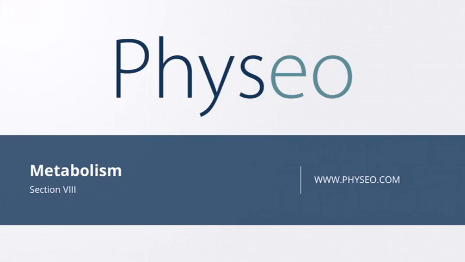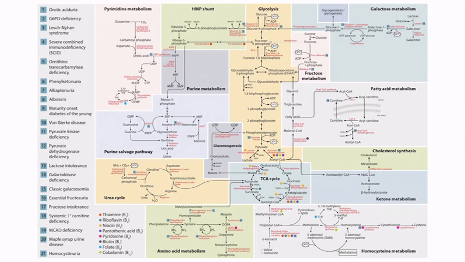Welcome to Section 8 of Metabolism. In this section, we'll be discussing fructose metabolism. Let's get started. This is the metabolic map provided in Section 1 of Metabolism. In this video, we're focusing on fructose metabolism. The fructose metabolic pathway can be seen right here.